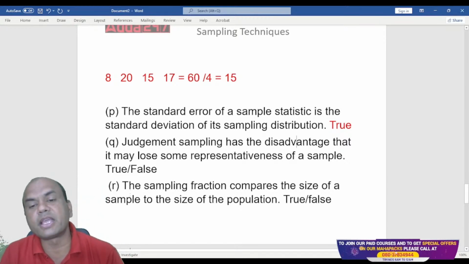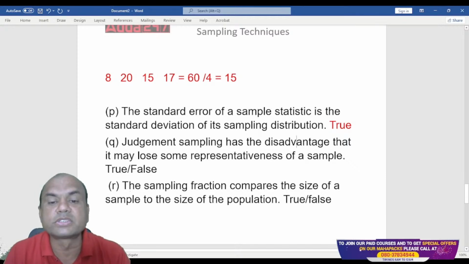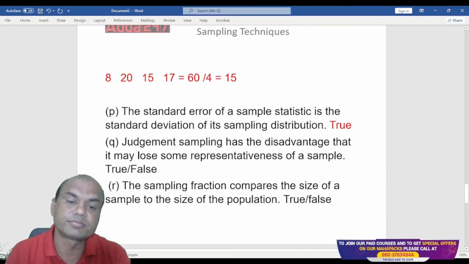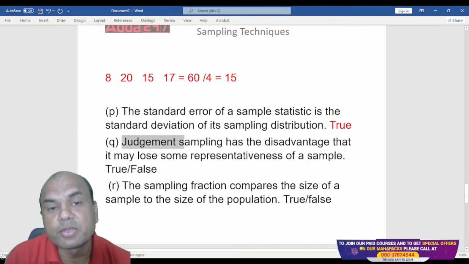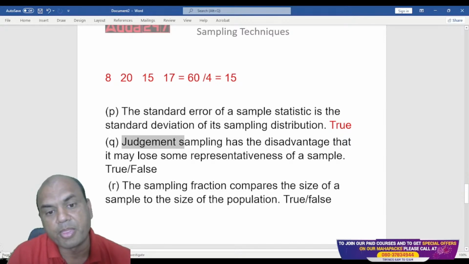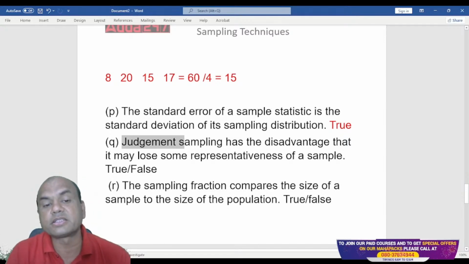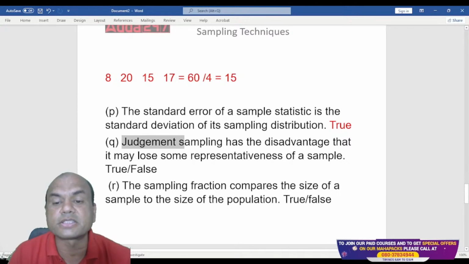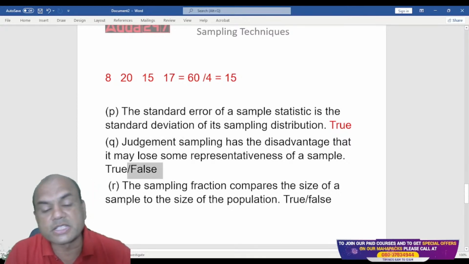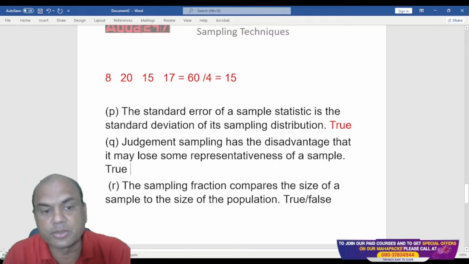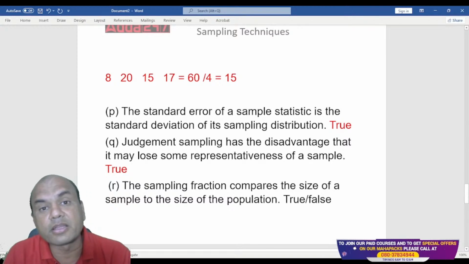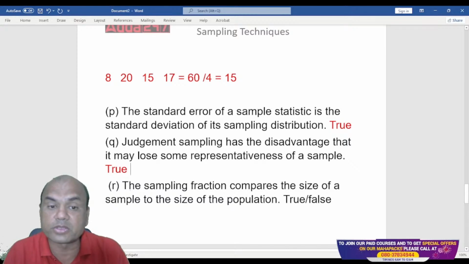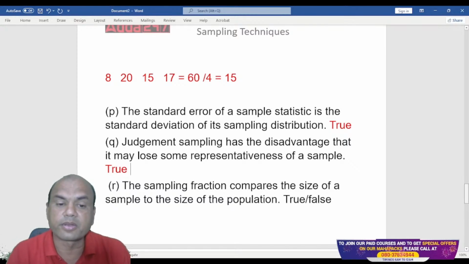Judgment sampling has the disadvantage that it may lose some representativeness of the sample. What is judgment sampling? There are 2 types of sampling: one is probability, second is judgment. So judgment sampling has a disadvantage that it may lose some representativeness of the sample. That is true, because judgment is based on the individual's judgment. Suppose I am the judge, I feel something is right, but there may be other things which are out of my purview or out of my thinking, but they may also be right. So that is true over here.